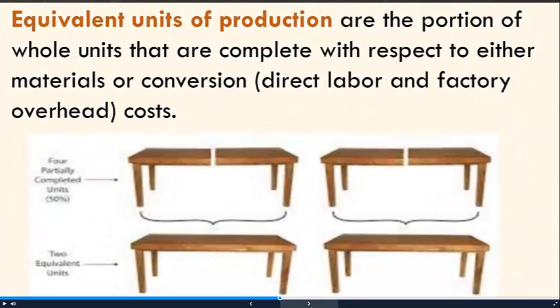Now, when we talk about equivalent units, what we're trying to do is look at what partially completed units, if I add up all of these together, how many whole units would I actually have? So in this example, they have 2 tables that are half done. So I would say that I have 2 equivalent units. So if I had 2 half glasses of water and I poured them together, I would have 1 full glass of water. And that's what we're looking at for equivalent units, is if I combined all my partially completed units, how many whole units would I have?